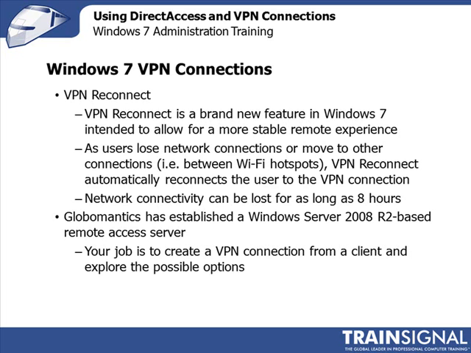Or the internet may just go down at the home from which they're working that day, and they're going to, again, lose their remote access connection to the system. VPN Reconnect will automatically reconnect the user to the VPN connection with no intervention. Normally, when a VPN connection is lost, that's it. The user has to manually reconnect and try until the connection is established. In the case of VPN Reconnect, the network connectivity can be lost for as long as 8 hours, after which point the user has to manually reconnect to the VPN server.